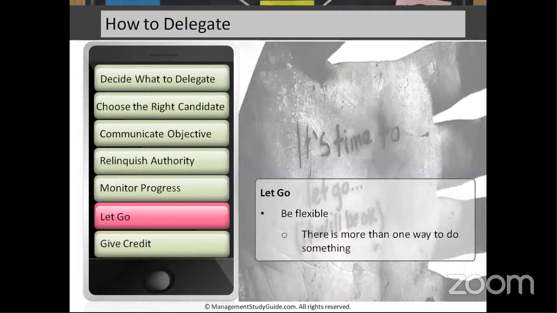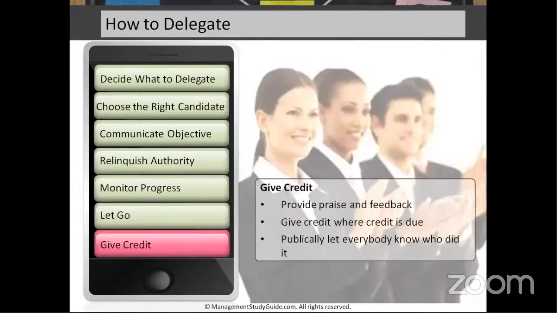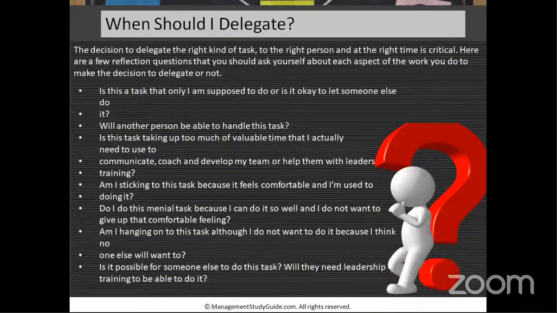Let go. Be flexible. There is more than one way to do something. Then give credit, provide praise and feedback, give credit where credit is due. Publicly, let everybody know who did it.